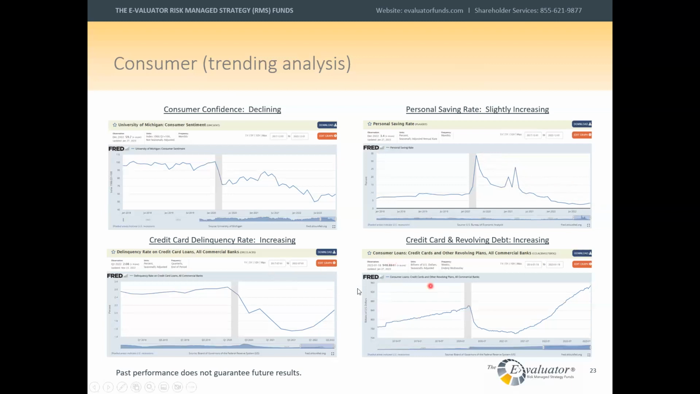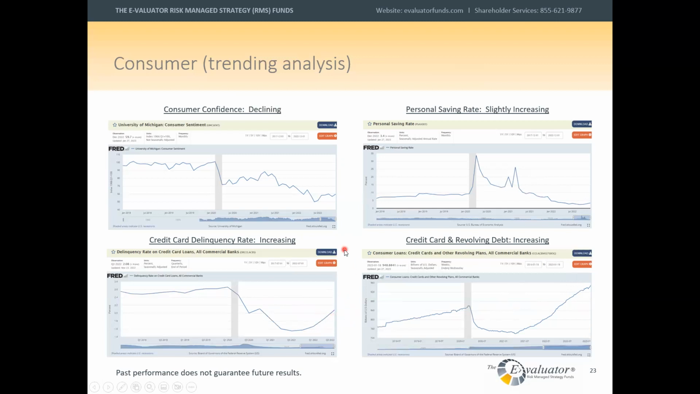Now, the bottom two slides are kind of concerning. To the right here, we have credit card and revolving debt. You can see that the amount of debt consumers are carrying is at an all-time high, and it's continuing to increase. And on top of that, we're starting to see payment delinquencies, or late payments, or people not even paying their bills. That's starting to pick up. So that's very concerning because people have a lot of debt and they're not making their payments.